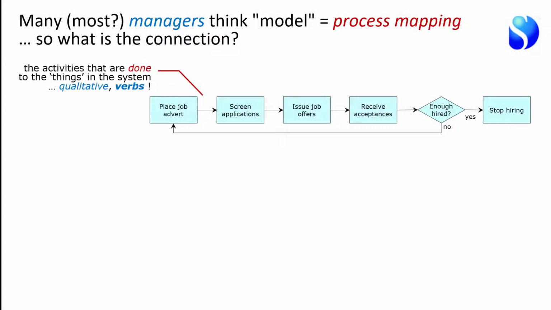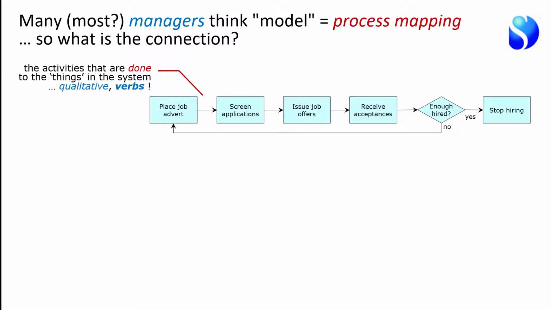Now in that process map, what you're seeing are the activities that are being done by the team involved, and the elements of the system are first of all, they're qualitative. There's no numbers on any of this, but secondly, they're verbs.